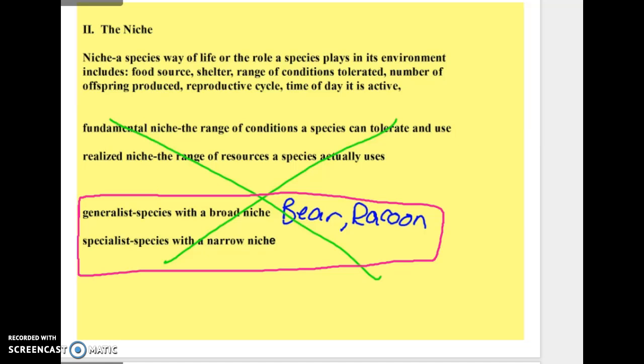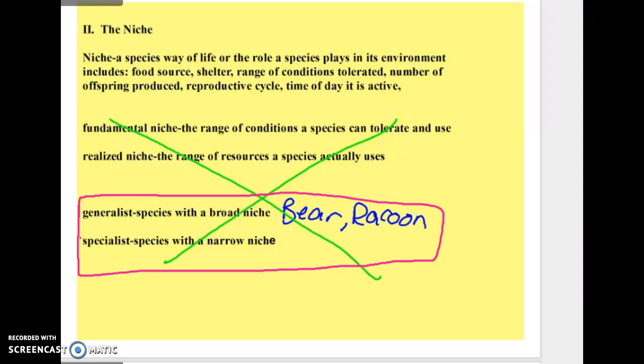When we talk about range of conditions, of course, we're talking about what temperatures an organism can survive in. And you don't have to write down fundamental niche and realized niche. I don't care about those. I do want you to write down what a generalist is and what a specialist is.